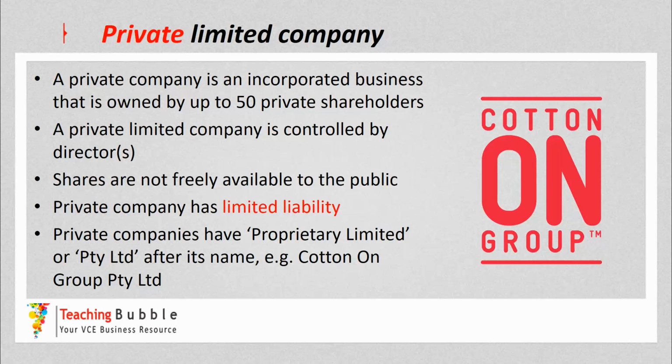As we mentioned before, as with all company structures, the private limited company has limited liability, or the owners have limited liability. And how you can identify a private limited company is you'll see Proprietary Limited or Pty Ltd after its name. And one of the largest private limited companies in Australia is the Cotton On Group.